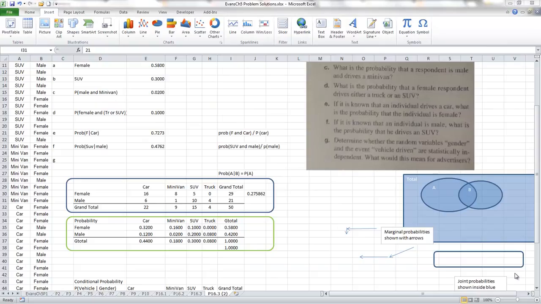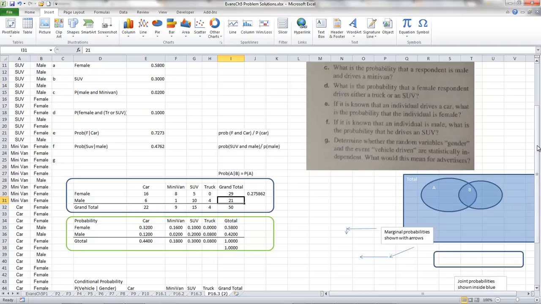This is a continuation of problem 16 in Evans chapter 5. And part G says, determine whether the random variables gender and the event vehicle driven are statistically independent. What would this mean for advertisers?